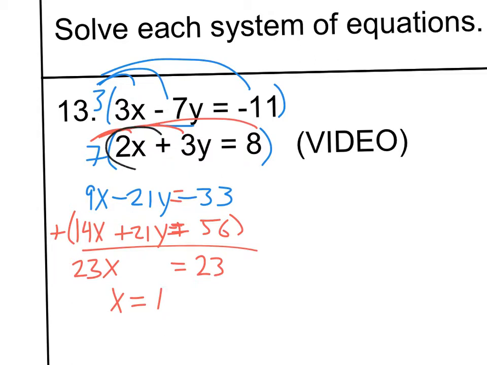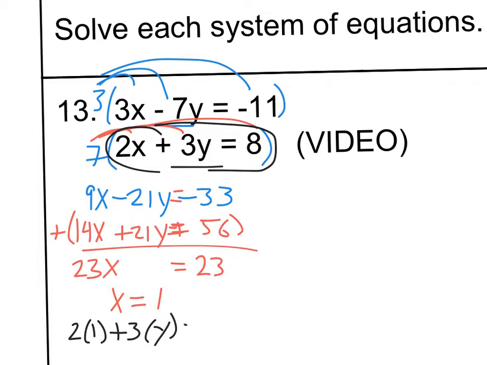I'm going to probably use the second equation, although it doesn't really matter. Both of these are nice. So we get 2 times 1 plus 3 times y, and that's going to be equal to 8. If I subtract 2 from both sides and divide by 3, I get y equals 2 in pretty short order.